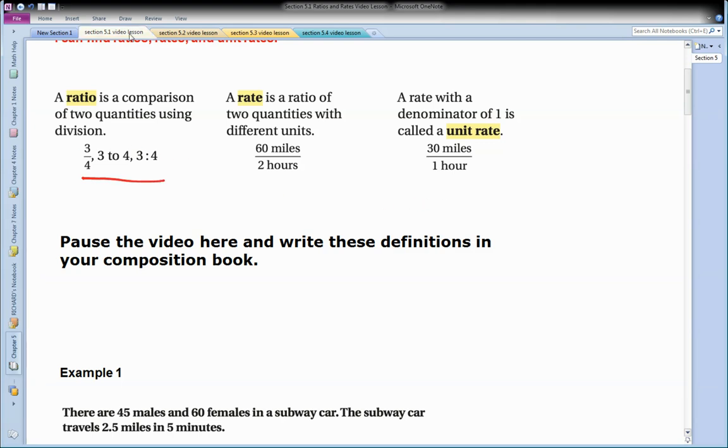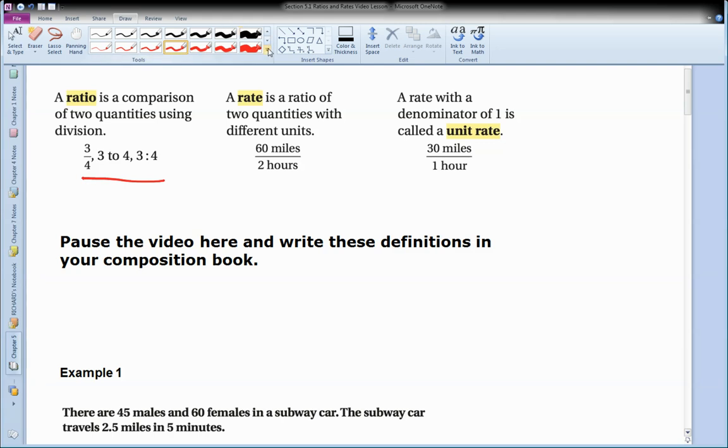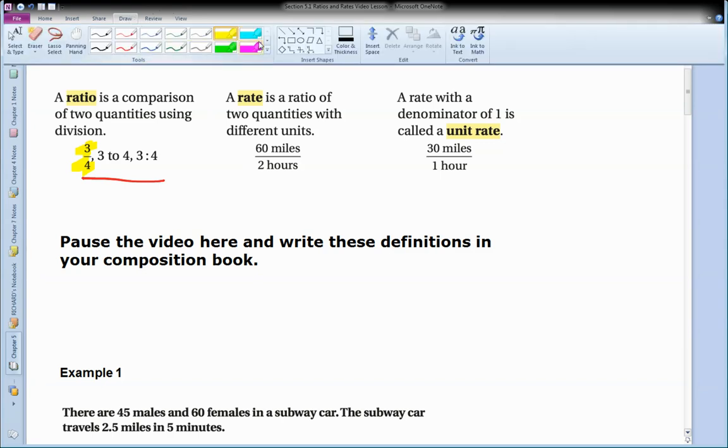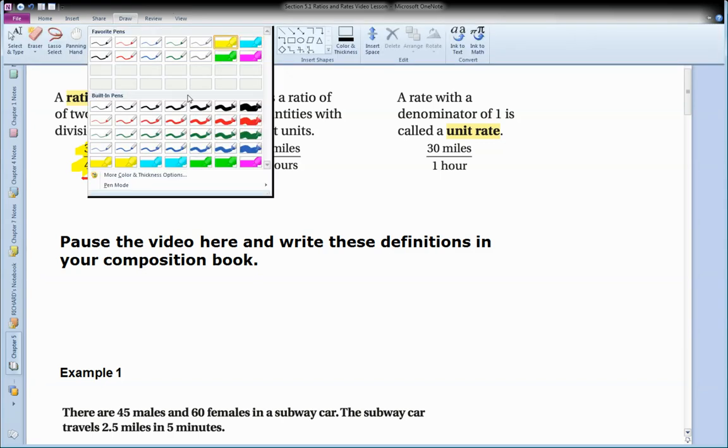The main one I want you to focus on, let me see if I can find a highlighter pretty quickly, is ratios can be written as fractions, okay? When they're written as fractions, we can do math with them. We can add, subtract, we can simplify, multiply, and divide them. So just a reminder there about ratios.